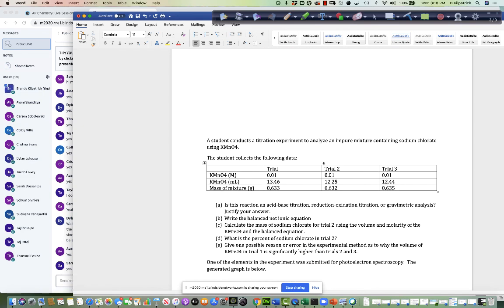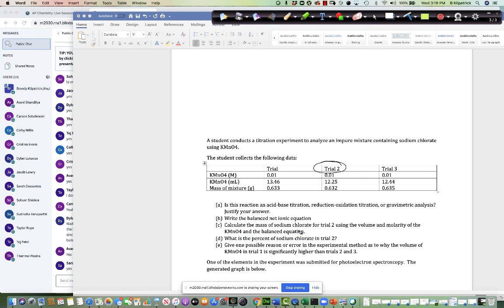So the next one says calculate the mass of sodium chlorate for trial 2 using the volume and molarity of the potassium permanganate and the balanced equation. So trial 2 is what I want you to focus on, okay? And it gives you the molarity in the first one, the milliliters added, and then the mass of the mixture. So essentially what you have is a mixture that has sodium chlorate in it and some other stuff. They took that, they dissolved it, and then they titrated it with the potassium permanganate.